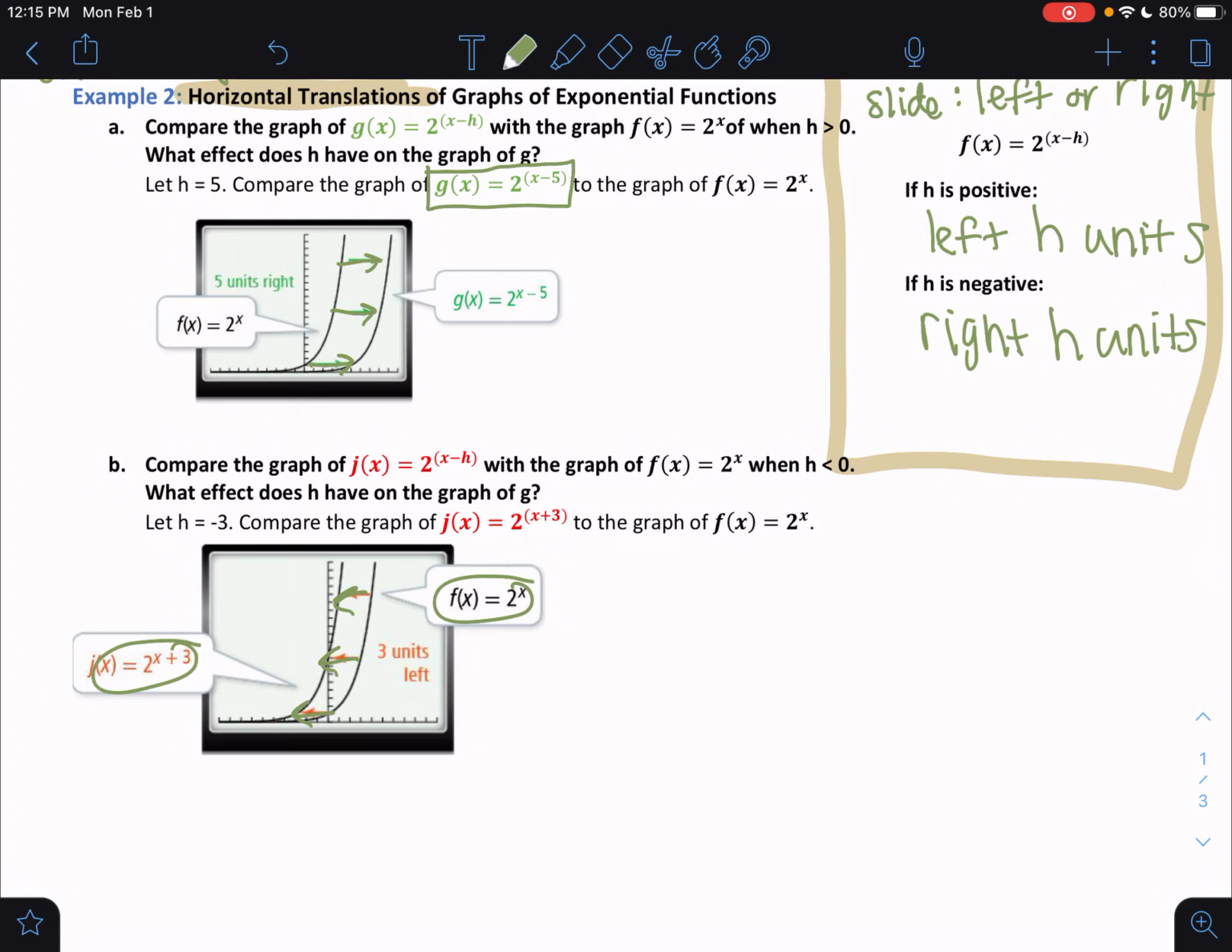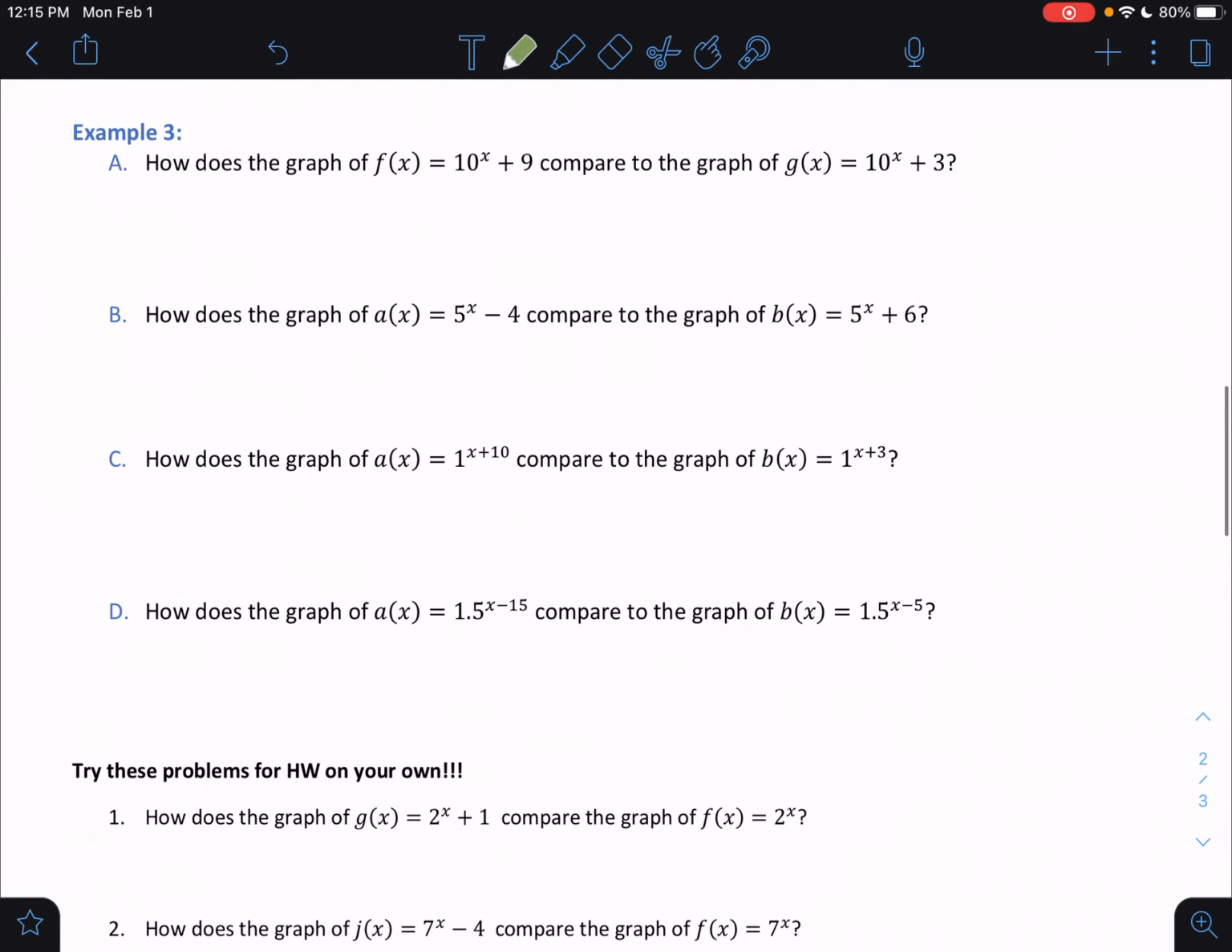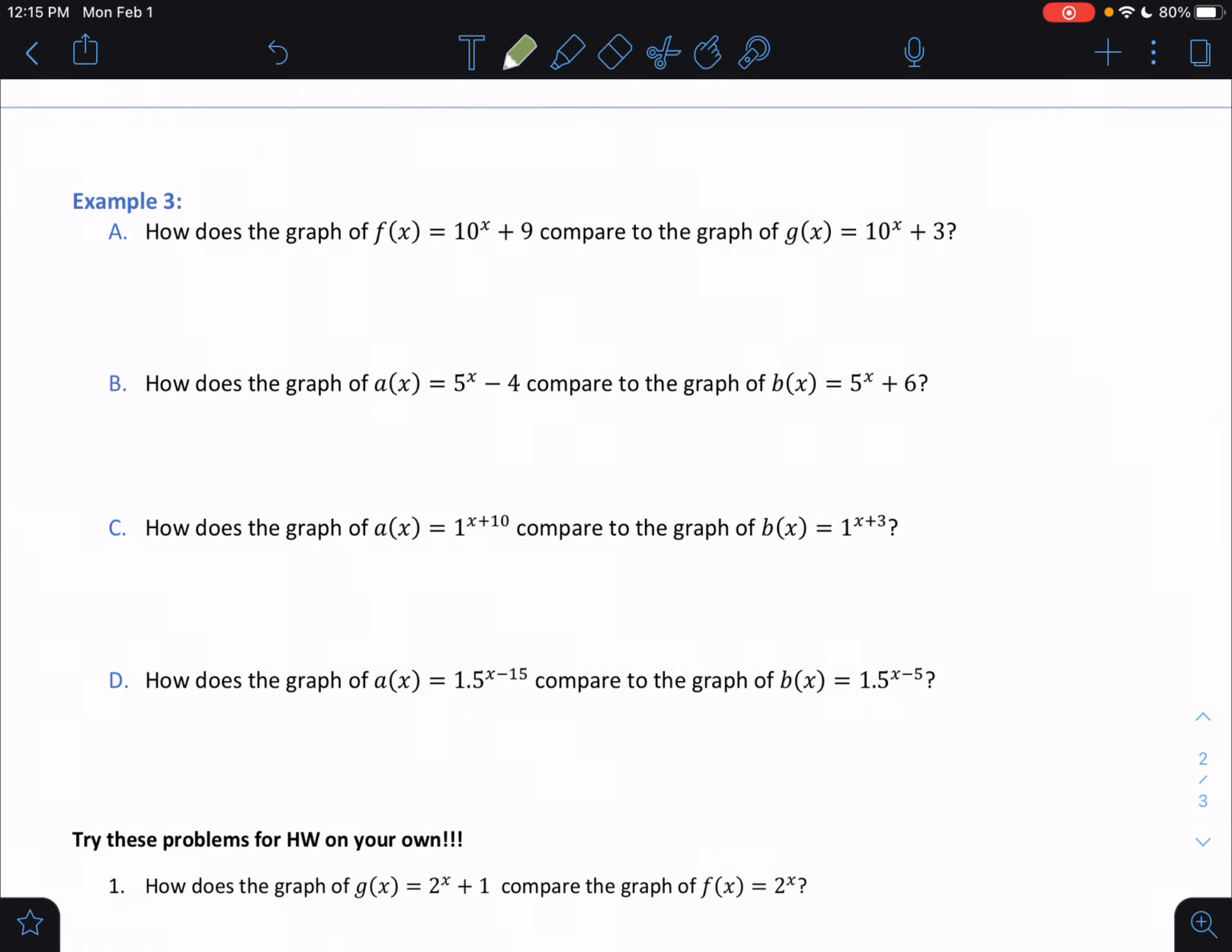Okay, now we're going to put together what we learned, and we're going to do 4 examples here. And we're going to compare some graphs. So these aren't just parent functions anymore, but we have 2 translated functions. We want to see how they compare.